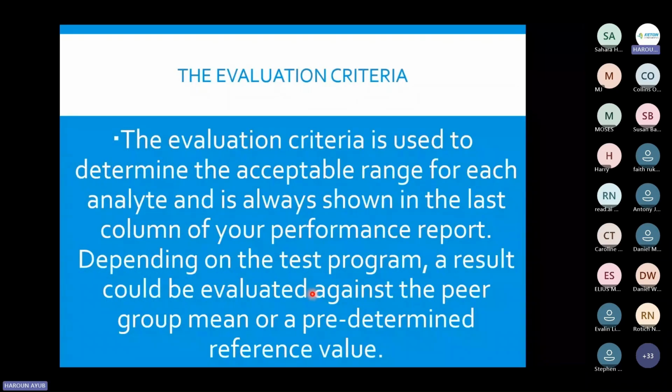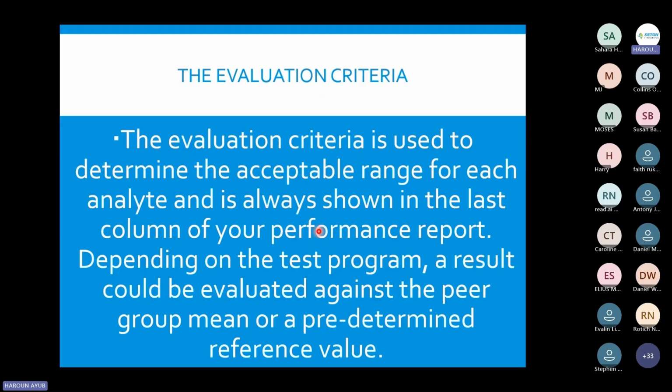What are the evaluation criteria that are used? The evaluation criteria used to determine the acceptable range for each analyte is always shown in the last column of the performance report. For our case, it's usually on page 3 of the report where you will get the statistics. So when you see HB between 15 and 20%, this is the acceptable range, or when you have exceeded 20%, this is the acceptable. So this is very important, as it helps us to calculate the standard deviations.